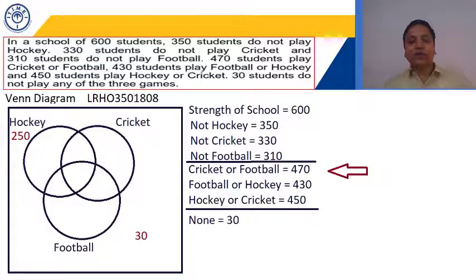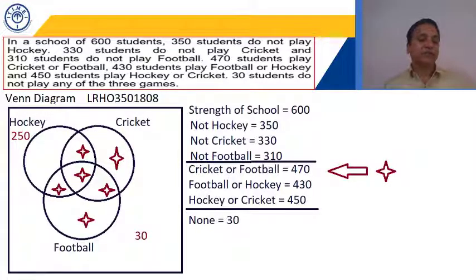First of all, cricket or football is 470. Total strength of the school is 600. Now this cricket or football is represented by which region? Just see the diagram. I've made different shapes. Where this star shape is coming, this is cricket or football. Sum of these 6 regions is 470. So outside these 6 regions is 130, because total strength of the school is 600.